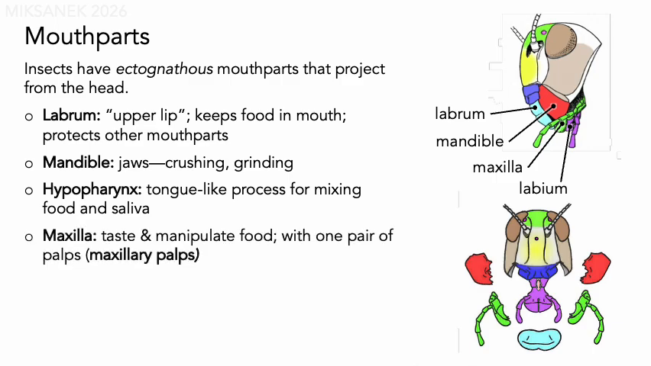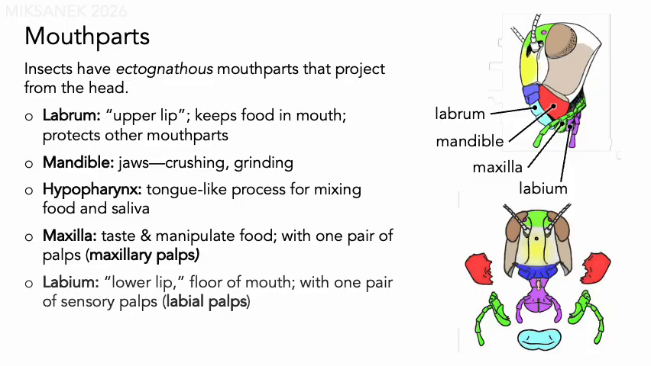And then next we have the maxillae. The maxillae are involved in food manipulation, they're involved in sensation, and the maxillae are equipped with a pair of palps, called the maxillary palps. And then finally we have the labium. These are two fused appendages that form the lower lip or the floor of the mouth, and they also host a pair of palps called the labial palps.